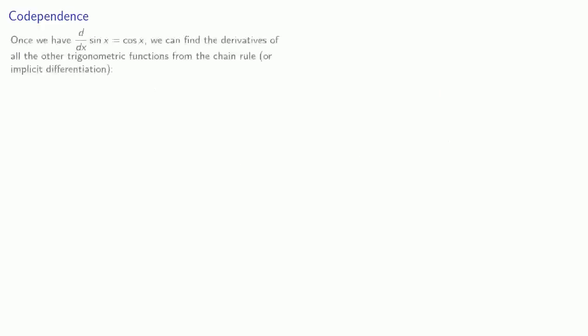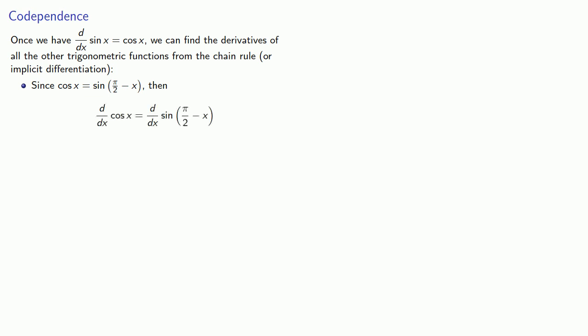Now, once we have the derivative of sine equal to cosine, we can find the derivatives of all the other trigonometric functions from some combination of the chain rule or implicit differentiation. In fact, we can find the derivative of cosine in several different ways. First, since cosine is sine of pi halves minus x, then the derivative of cosine is the same as the derivative of sine of pi halves minus x. And we can then use the chain rule to find and simplify our derivative.